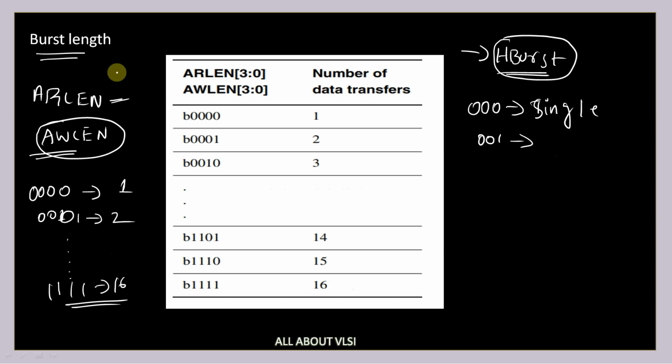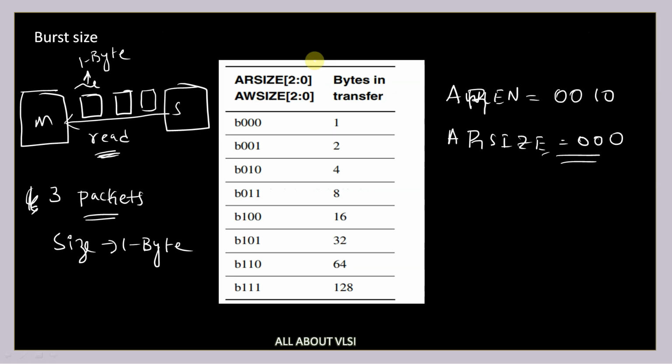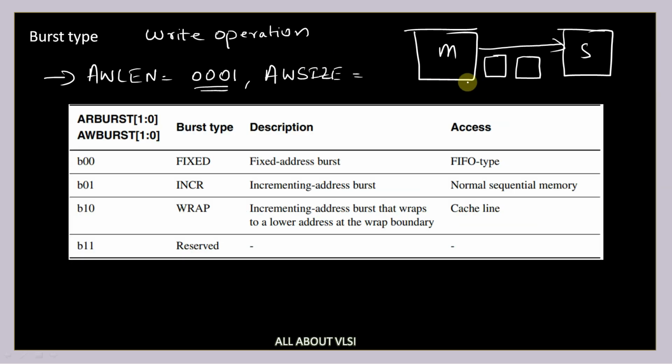You can see from the table. Now, let's say the width of each packet should be only 1 byte. Then who is going to decide? AW size is going to decide the width of each packet. So it is nothing but 000. That means only 1 byte.